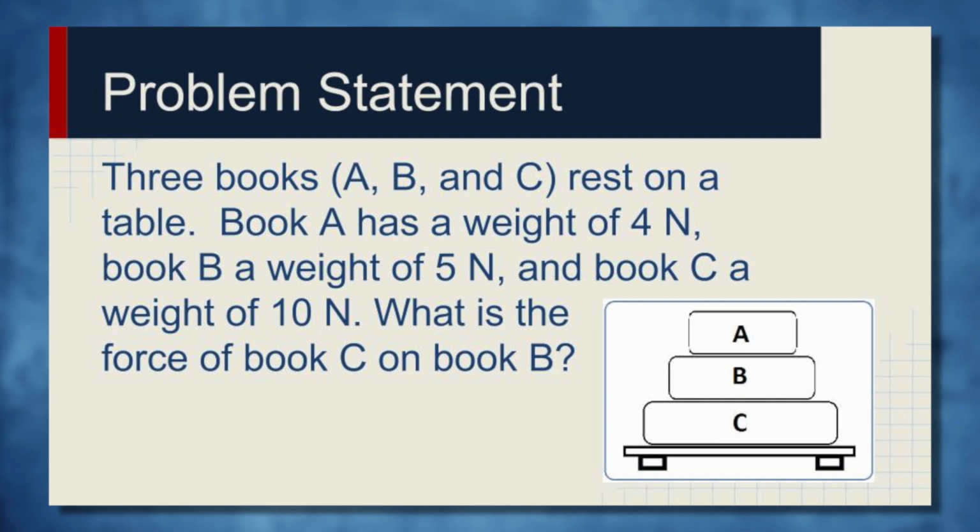Book A has a weight of 4 newtons, book B a weight of 5 newtons, and book C a weight of 10 newtons. What is the force of book C on book B?